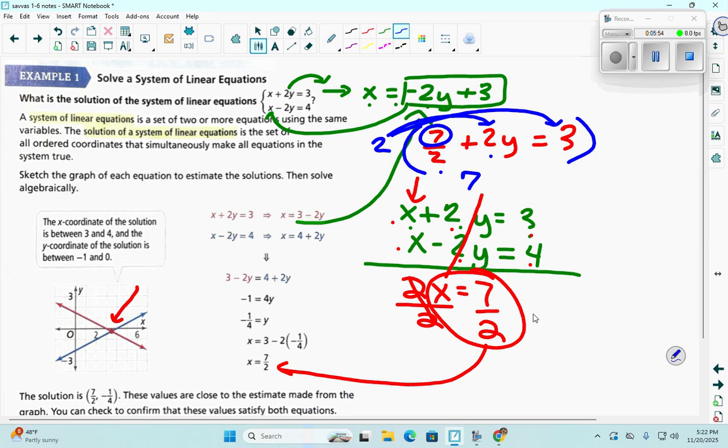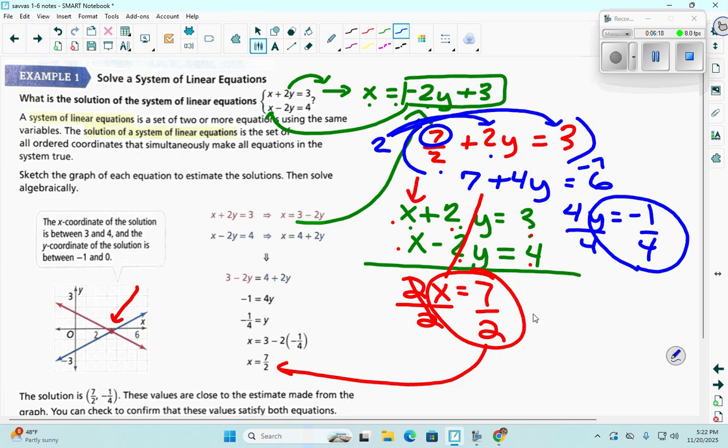So 2 times 2 is now going to give me 4y, and then 3 times 2 is going to give me 6. So to me, this blue equation is easier to simplify than that red equation. So now I'm going to move the 7 to the other side, so when I do that, it's going to become a negative 7. So now I have 4y equals a negative 1, and then divide by 4, so my y is a negative 1/4.